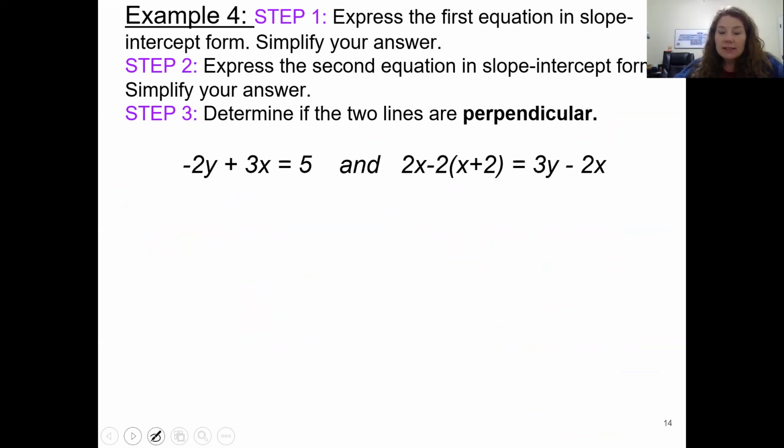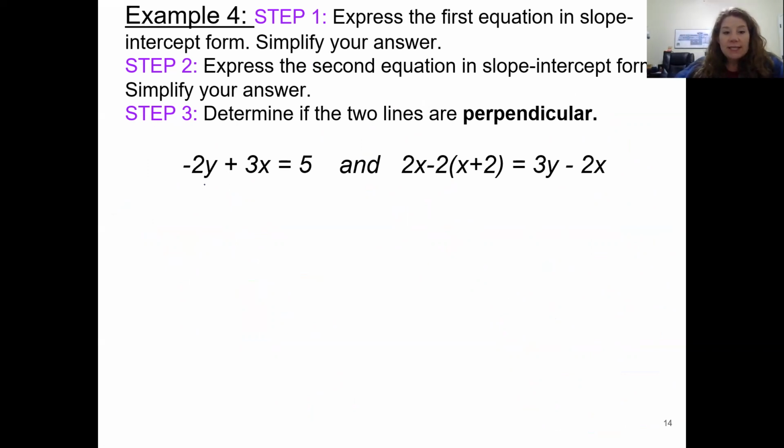Express the first equation in slope-intercept form, express the second equation in slope-intercept form, and then determine if the two lines are perpendicular. You guys can do that. All right, so pause the video, try it out, see what you get.